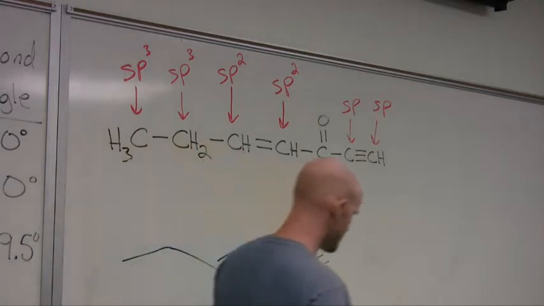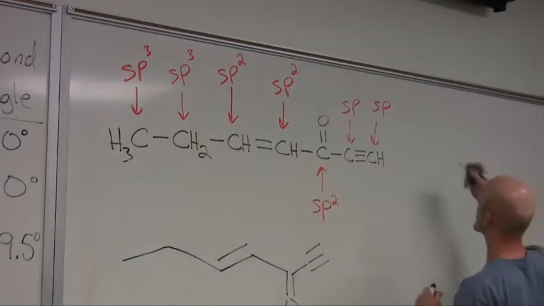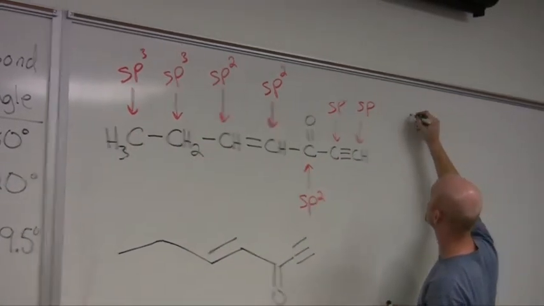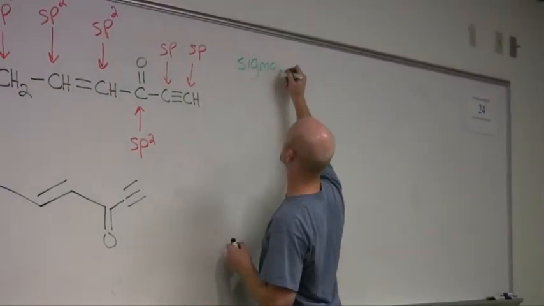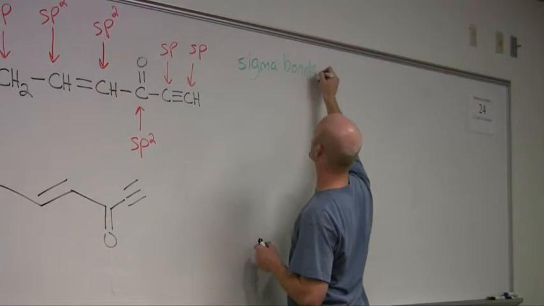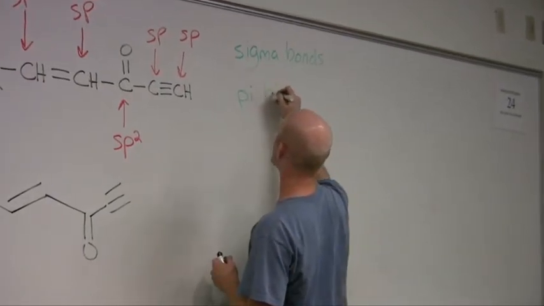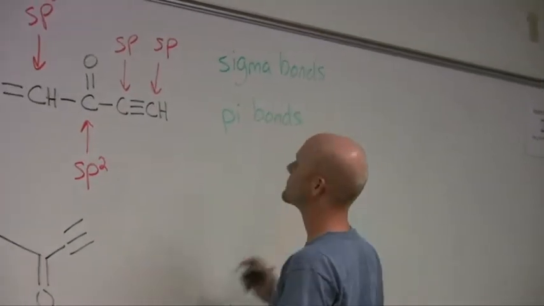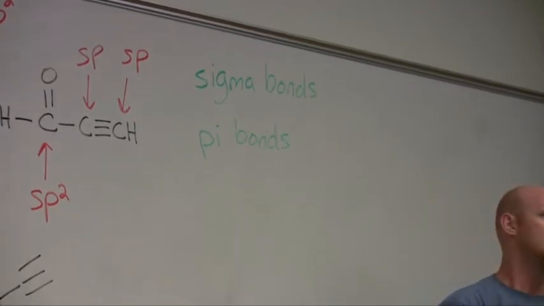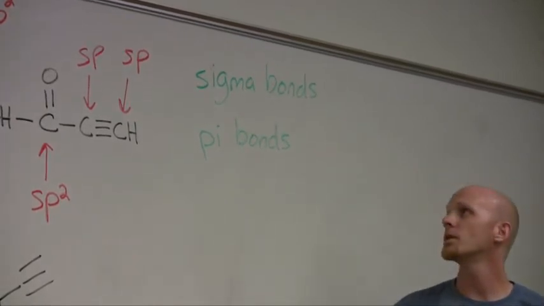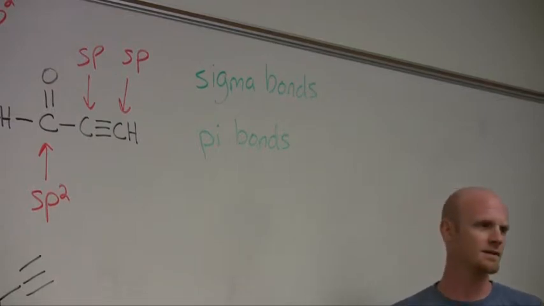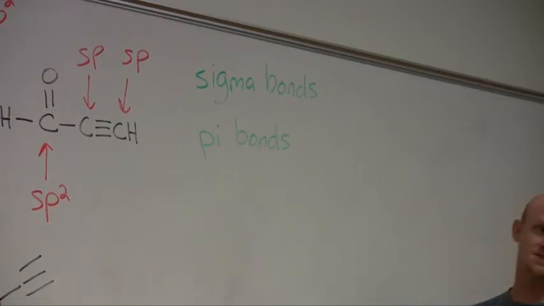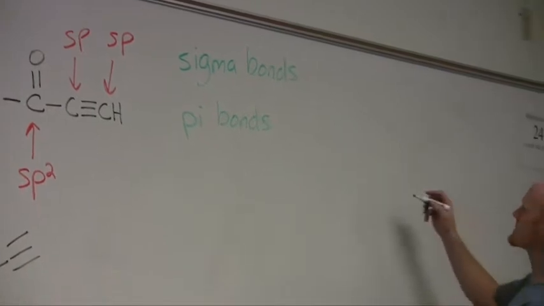There are two types of bonds in organic molecules. What are the two types? Sigma and pi bonds. One of these has a much more specific definition than the other. Which one? Sigma? Actually, it's pi. Pi is a much more specific definition.